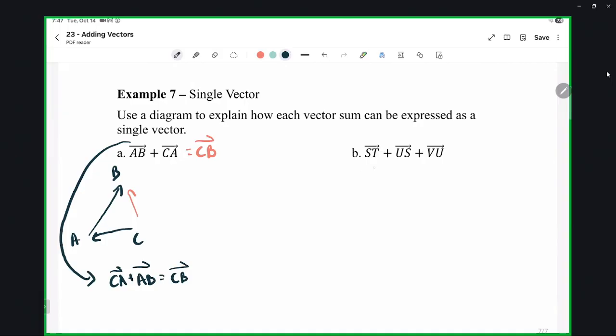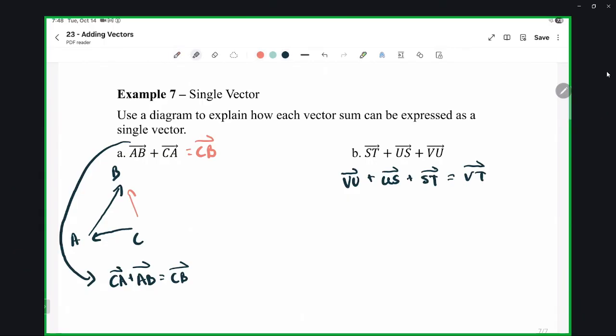Okay, what about vector ST plus vector US plus vector VU? Perhaps we can swap the order around. So why don't we write vector VU out front, plus vector US in the middle, plus vector ST. So it seems like the answer to this should be vector VT.